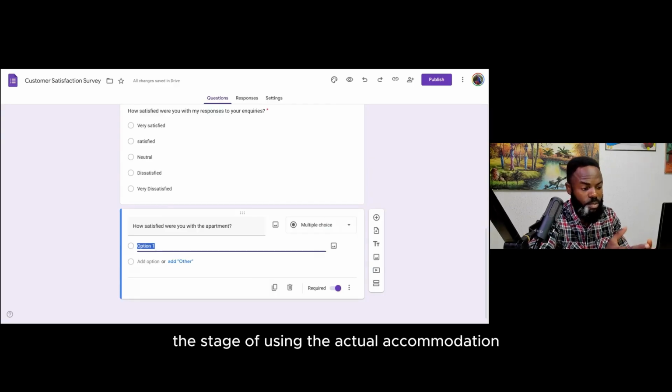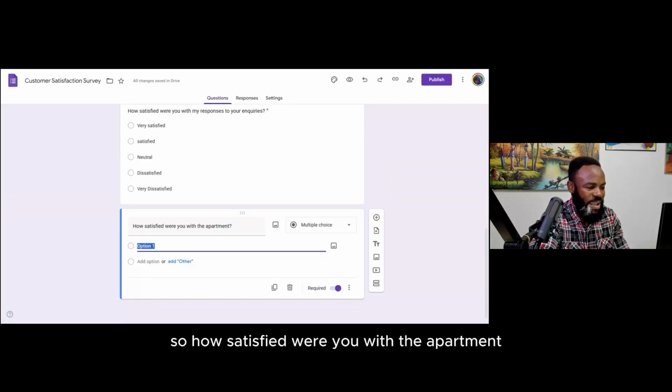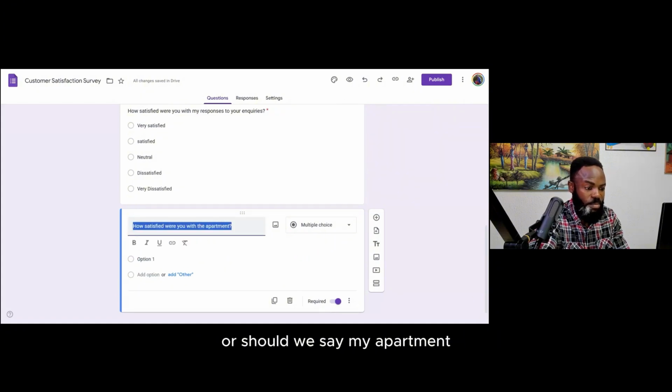And then we go to the final question here, which has to do with the stage of using the actual accommodation or apartment. Now, this is also a key touch point. What's the point of an Airbnb space if the apartment doesn't exist, right? So, how satisfied were you with the apartment, or should we say my apartment?